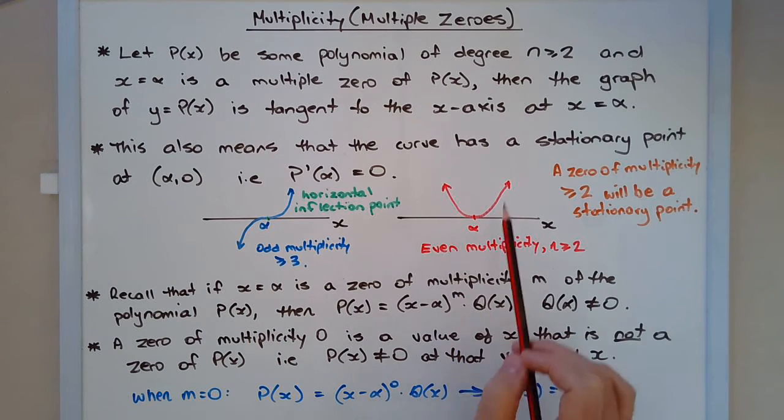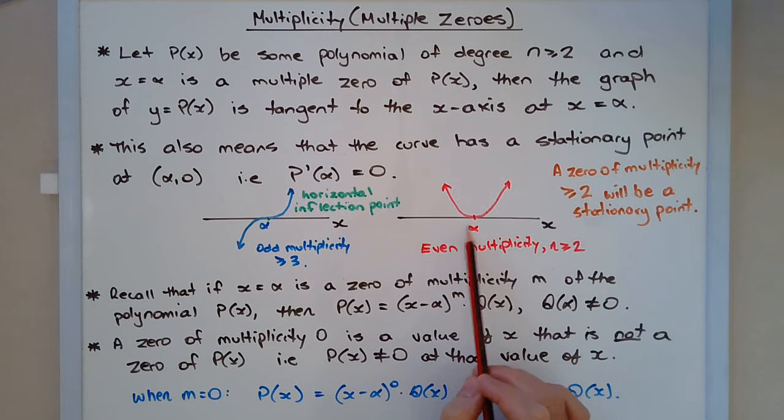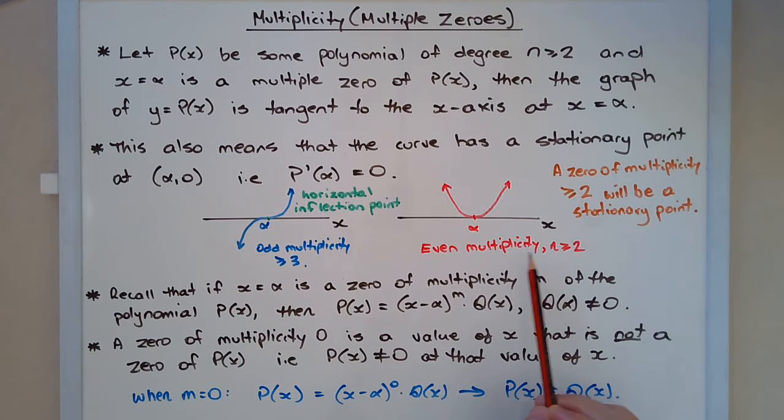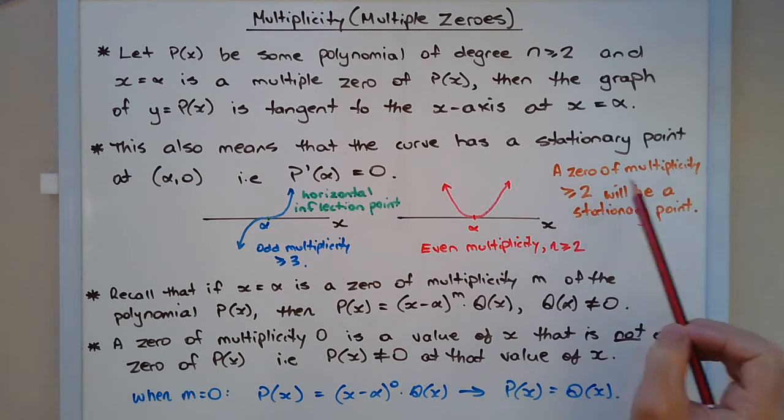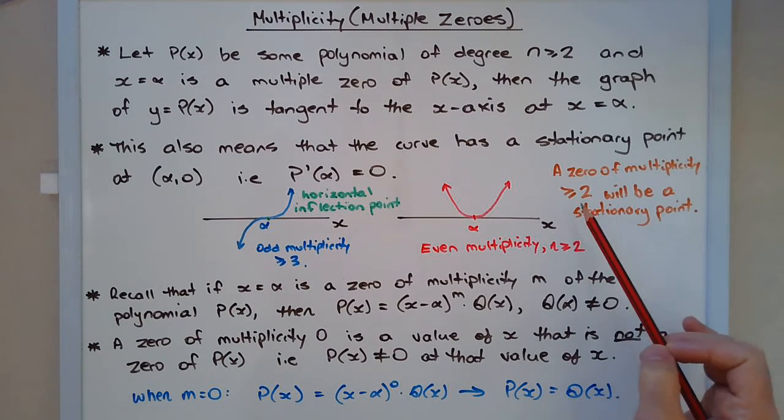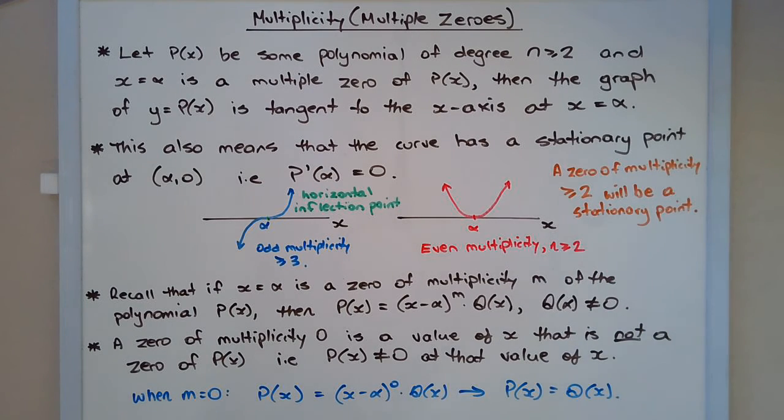When graphing y equals p of x at x equals alpha, where the multiplicity of alpha is even, so multiplicity n greater than or equal to 2, the curve will bounce off the x-axis. However, the curve will still be tangent to the x-axis at that point. A zero of multiplicity greater than or equal to 2, so in other words, a multiple zero, will be a stationary point at x equals alpha.